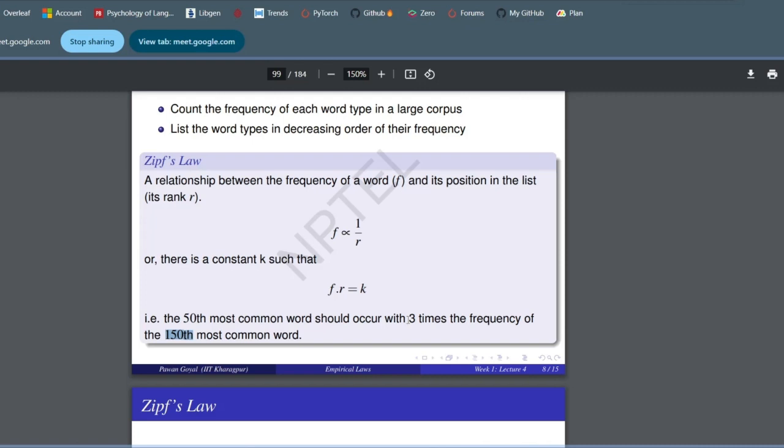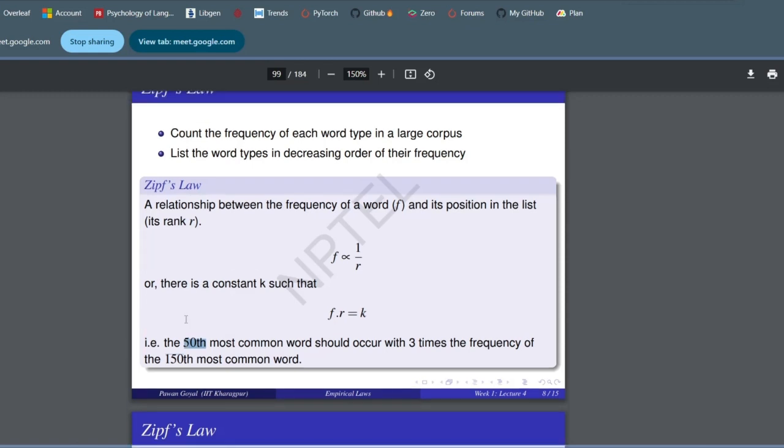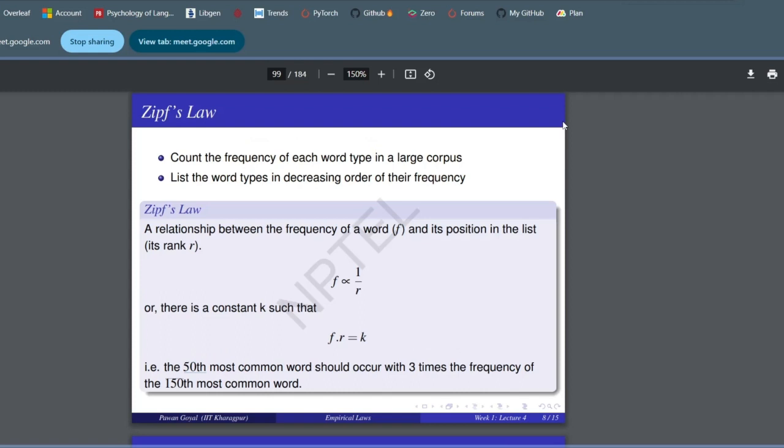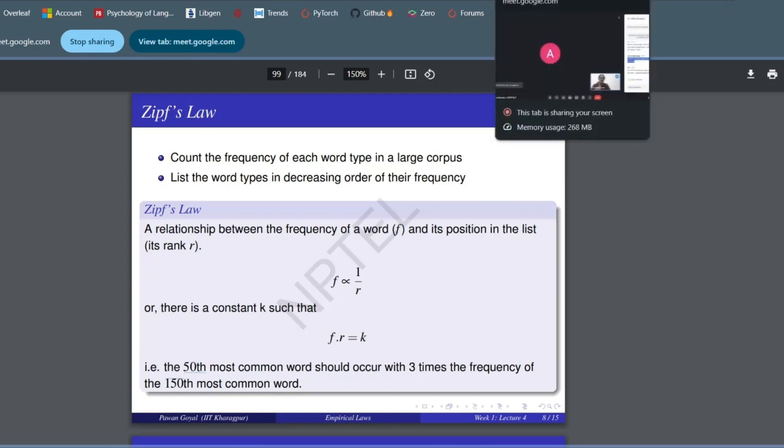So the 50th most common word will occur with 3 times the frequency of the 150th most common, because k remains constant. So that appears 3 times more than the 150th most common. Okay, yeah, got it. Okay, thank you.